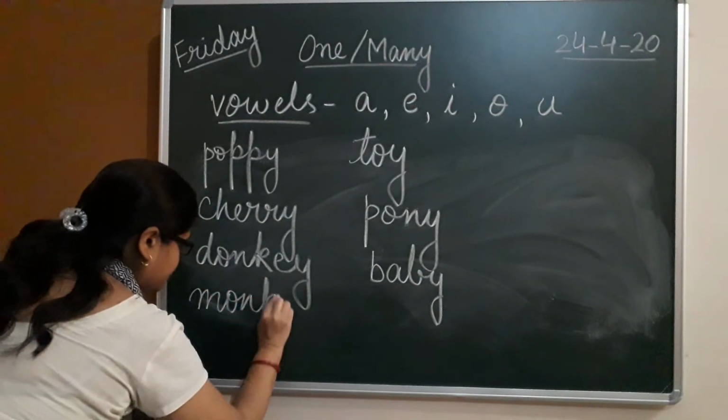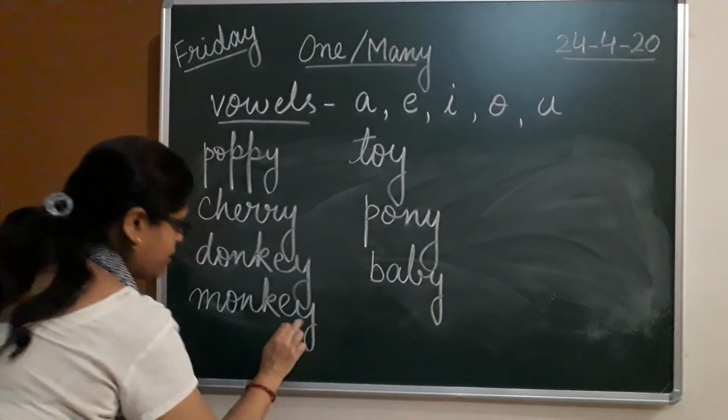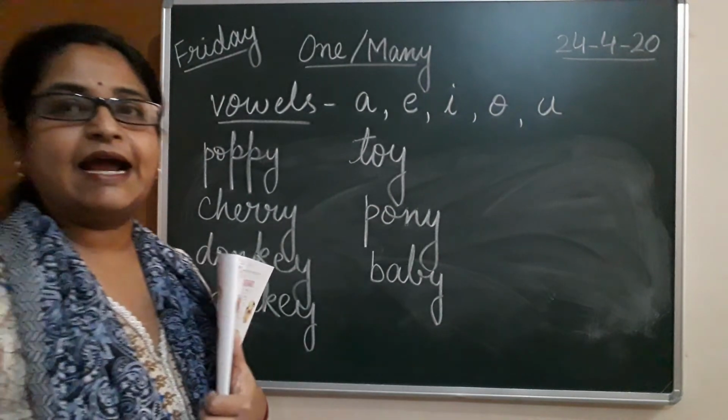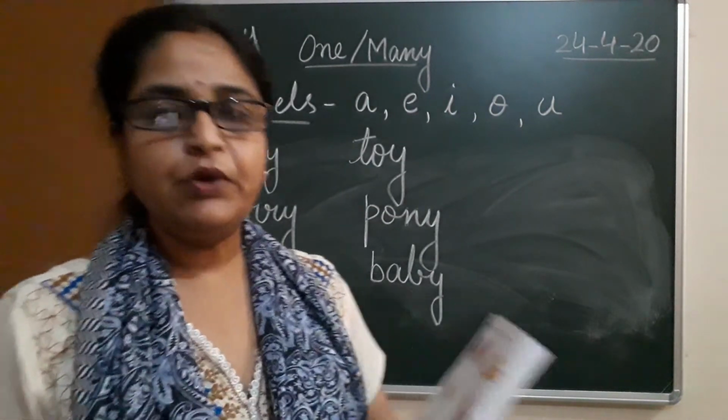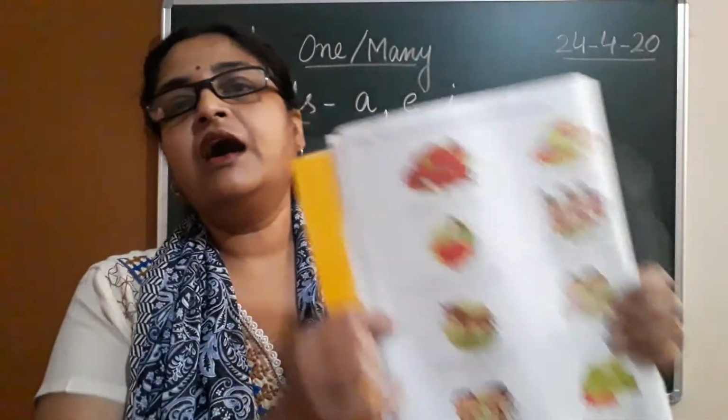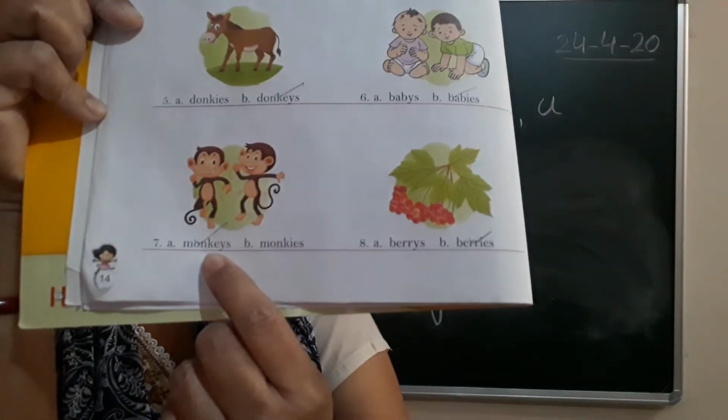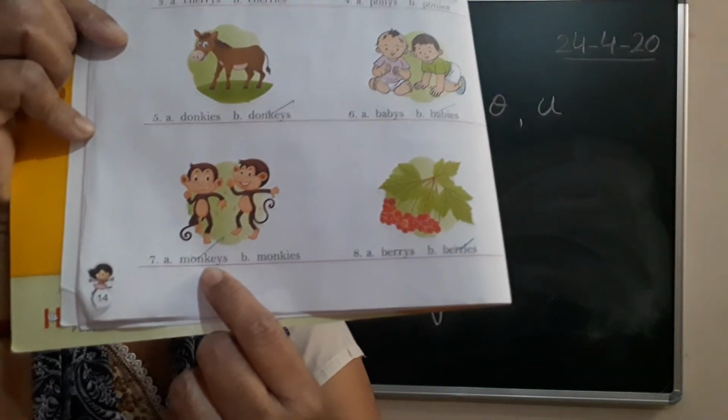So the next word is monkey. Here again, children, there is a vowel before Y. So you will just add S to it to make it plural. So the correct option is the first one. As you can see, the first one is the correct one.